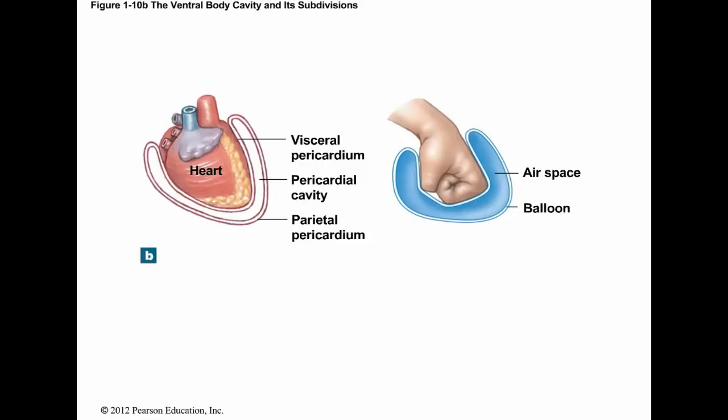You can see here that in order for you to get a closer idea of what we're talking about, if we had a balloon and it was partly filled with air, and we got our fist and pushed it into the balloon, then that would give us a resemblance of what the pericardial cavity is like, where we've got one surface of the balloon attached very closely to the outside of our clenched fist. That would be the visceral pericardium, and then the outside of the balloon would be the parietal pericardium, and the inside space within the balloon would be the pericardial cavity.